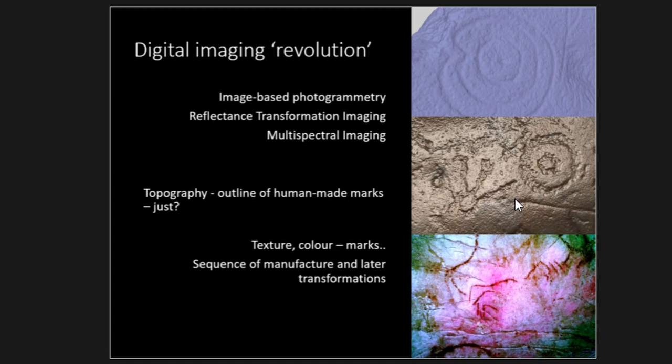Still, the most common, if not unique, use of 3D modeling in engraved rock art research, for example, is aimed at detecting and rendering the outline of carved motifs. Namely, in general, the application of digital imaging technologies is still framed within traditional paradigms and research questions. But much more can be done with these accessible technologies. The analysis of surface texture, for example, can provide key information to interpret carving techniques or sequences of manufacture.